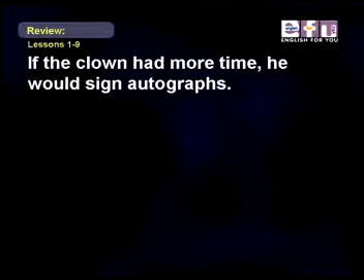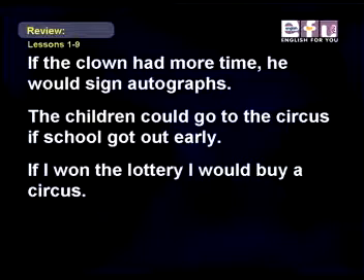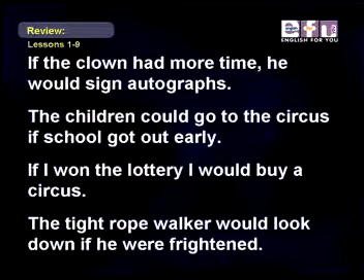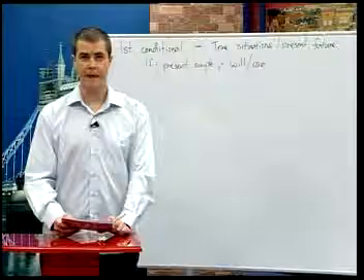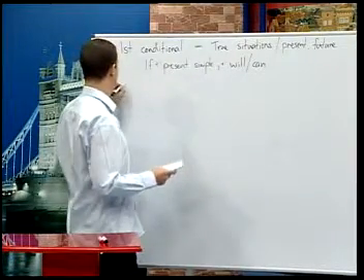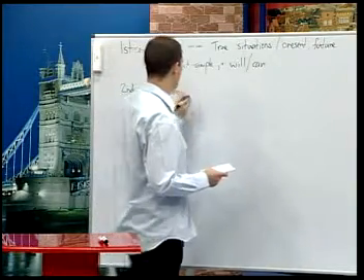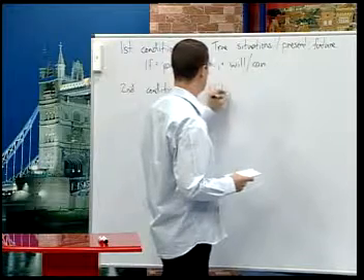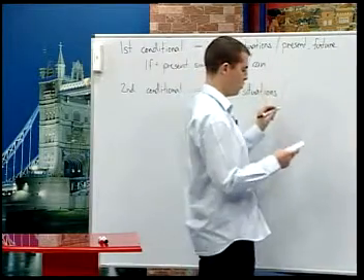If the clown had more time, he would sign autographs. The children could go to the circus if school got out early. If I won the lottery, I would buy a circus. The tightrope walker wouldn't look down if he were frightened. Second conditional is used for contrary to fact situations in the present or the future, or untrue situations. So second conditional, this is used for untrue situations in the present or the future.